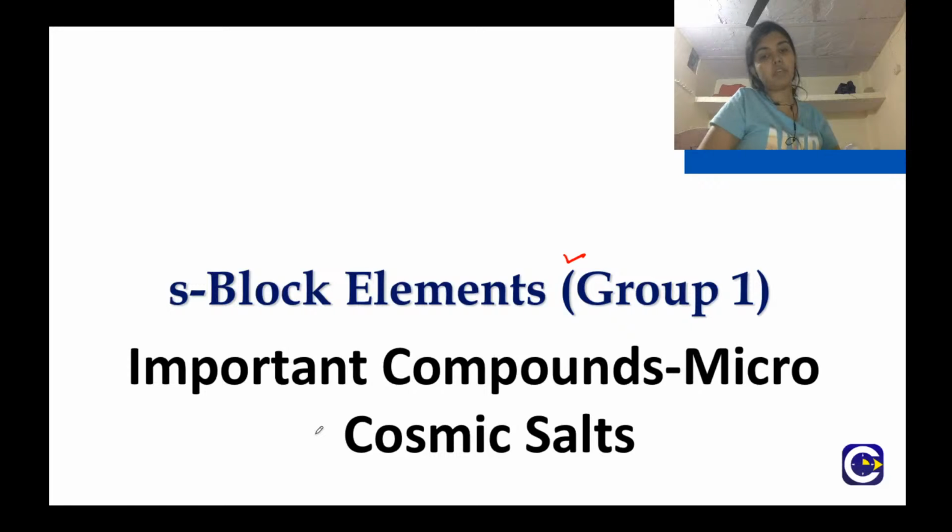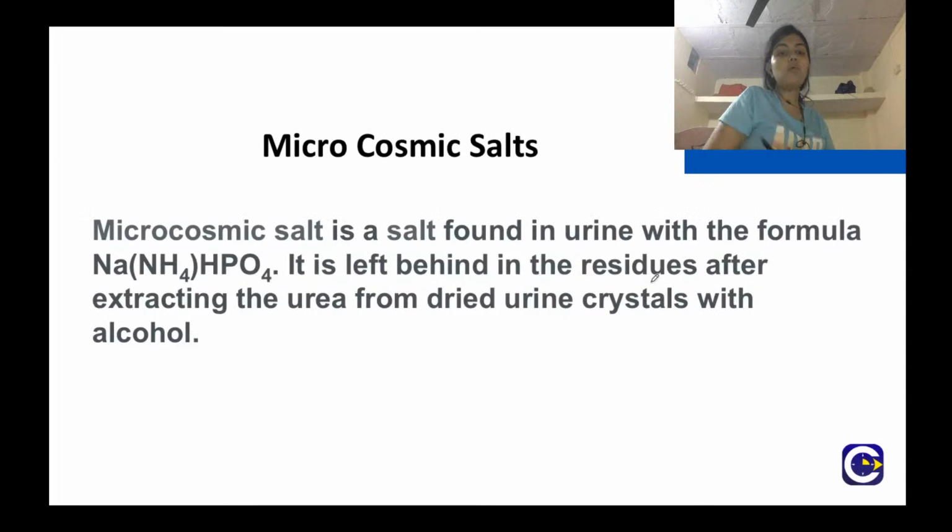First we will start with microcosmic salts, right? Now what are microcosmic salts? They are found in urine and their formula is sodium ammonium hydrogen phosphate, NaNH4HPO4, where PO4 stands for phosphate ion, right? So these are left behind as residues when you extract urea from dried urine crystals.